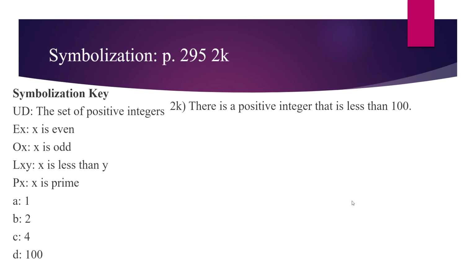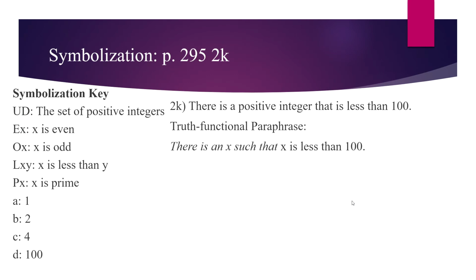Last one in this set, there is a positive integer that is less than 100. This one is easier than the last couple. There is a positive integer really clearly becomes there is an x such that, right? That's a really clear way of telling us that we're using an existential quantifier. And then we need to say x is less than 100. We have that lxy, x is less than y. So what we need to do here for our symbolization is put in that existential quantifier, put x in the first place, and then d for 100 in the second place, so that this sentence says x is less than 100, d being the individual constant for 100 in our symbolization key.